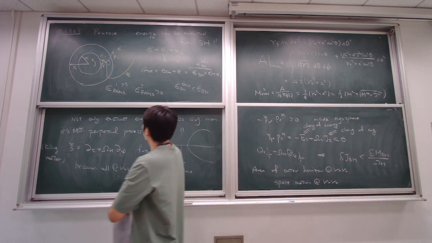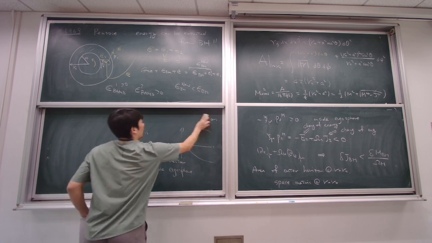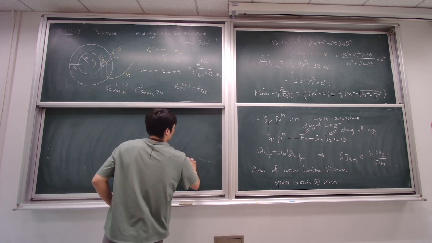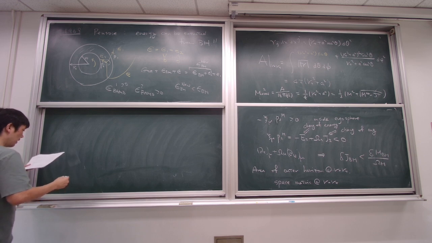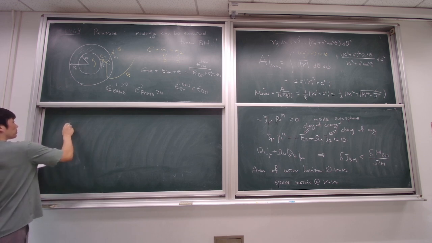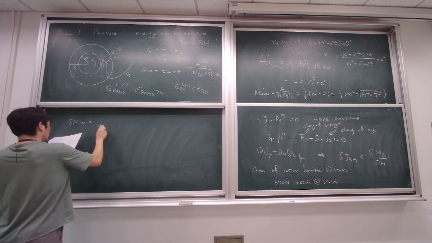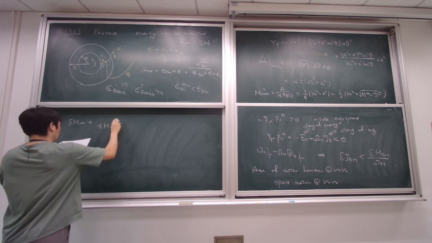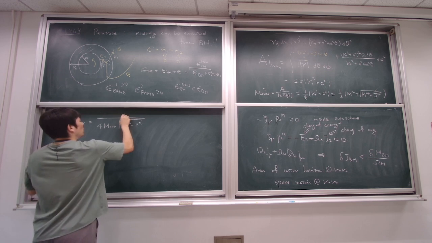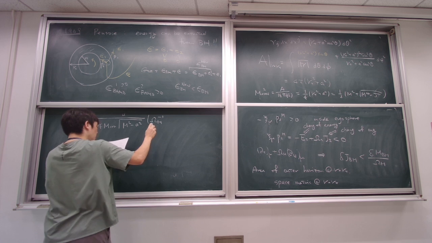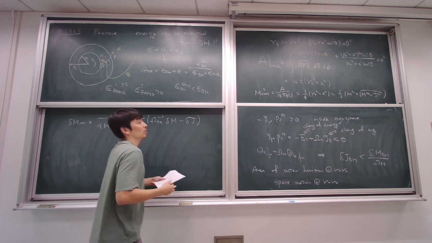And then a surprising thing happened. I take a variation and do a slight manipulation. This is not so difficult. You just do the calculation. Take the variation with respect to mass.